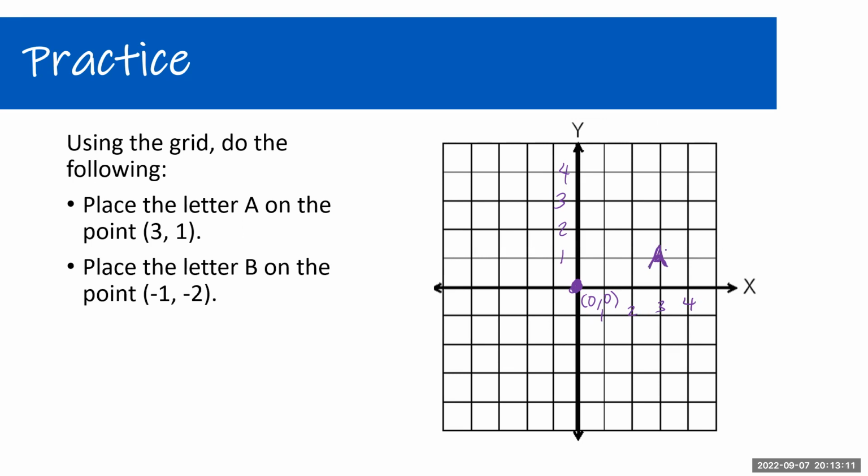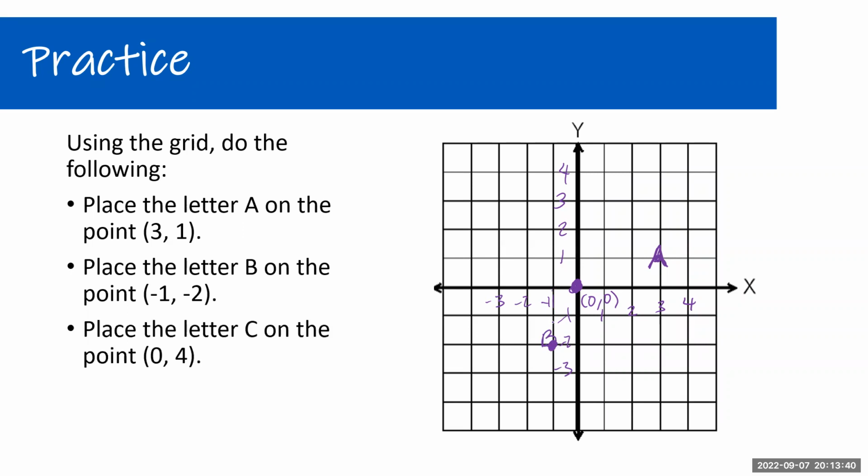The letter B needs to go on -1, -2. Now remember, these are just number lines. So this one's -1, this one's -2, -3, and so on. And same here, -1, -2, -3, and so on. Okay. So -1, -2 works the same way. We're going to go to -1 on the horizontal and -2 on the vertical. So this right here is going to be our B on that dot.